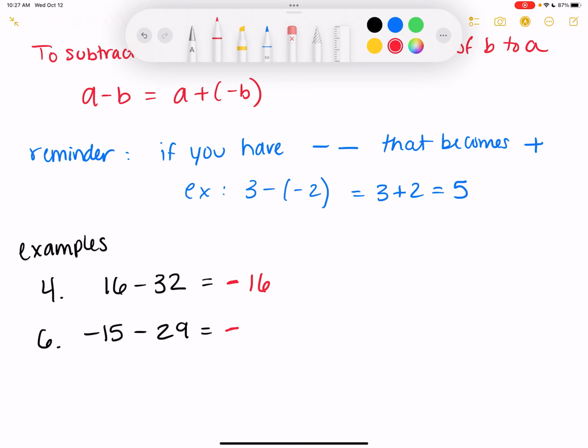So what is 29 plus 15? If you need to do it like that, you can too. Sometimes I think it's easier to see it that way. 44. 44, yep. Because that is going to give you a 4.